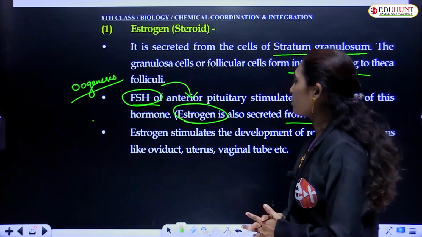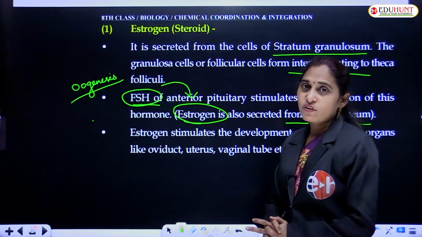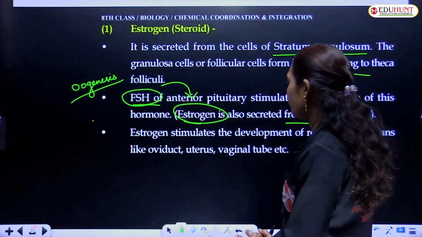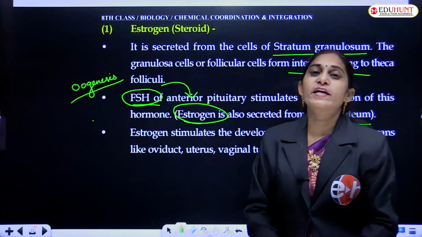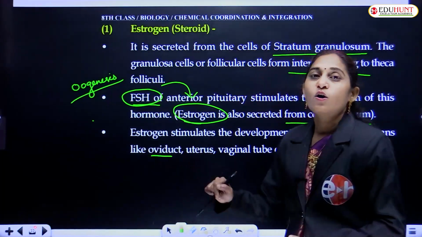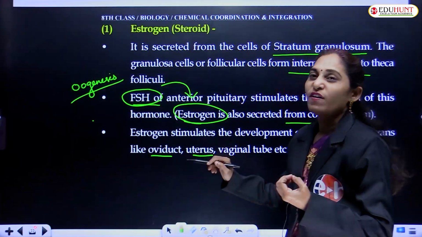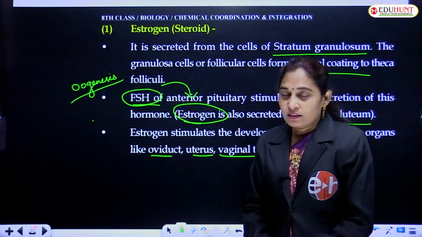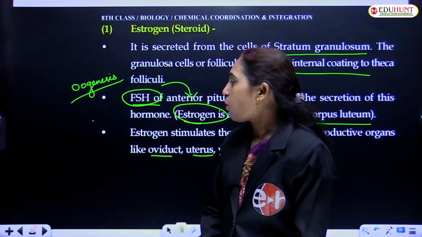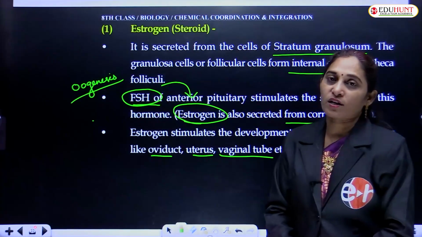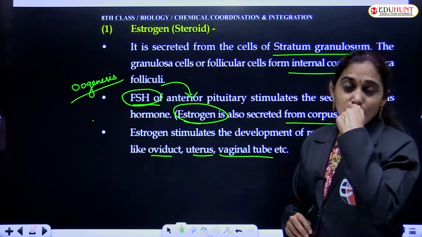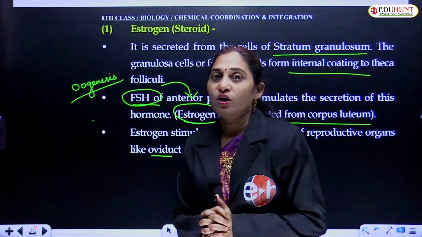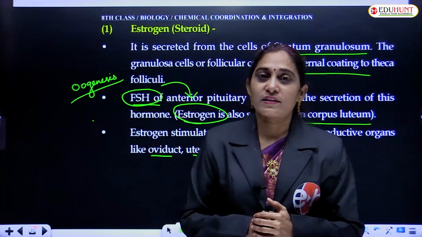And estrogen, what is the role of estrogen? It stimulates the development of reproductive organs like oviduct, uterus, vaginal canal or vaginal tube. It stimulates the development of these reproductive structures. Ovary is the primary reproductive structure. Ovary has dual nature.